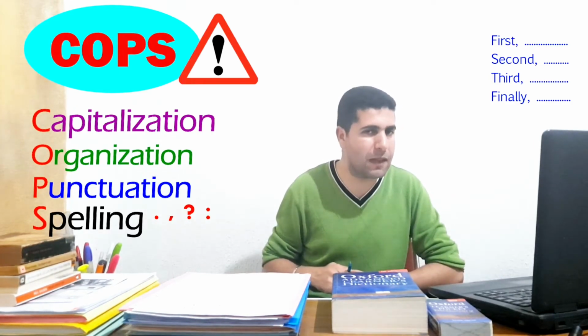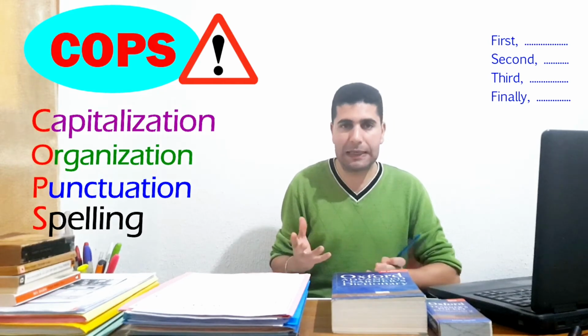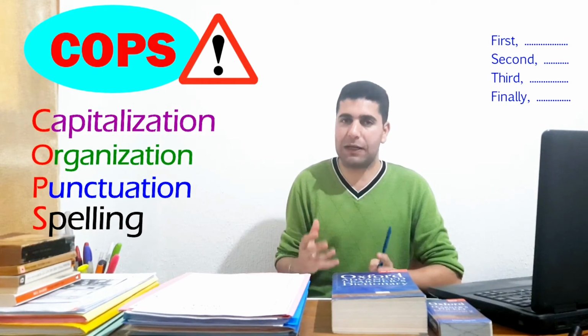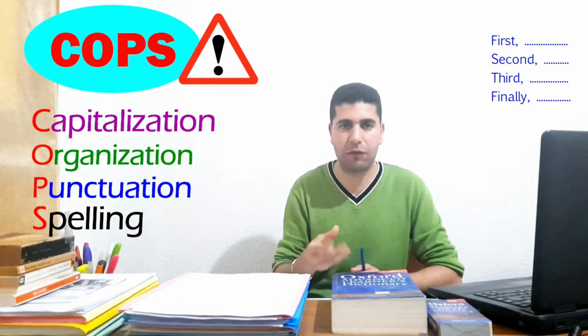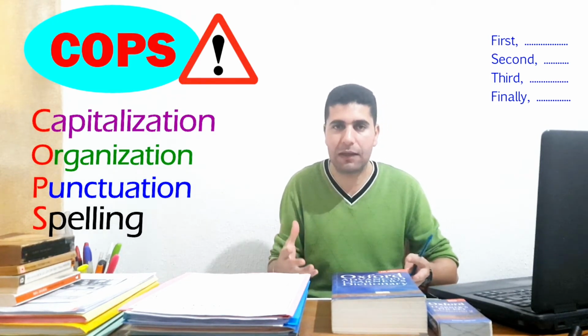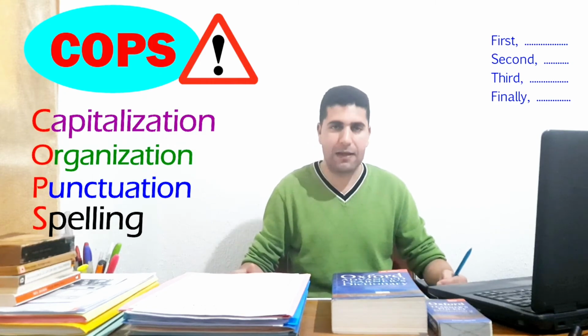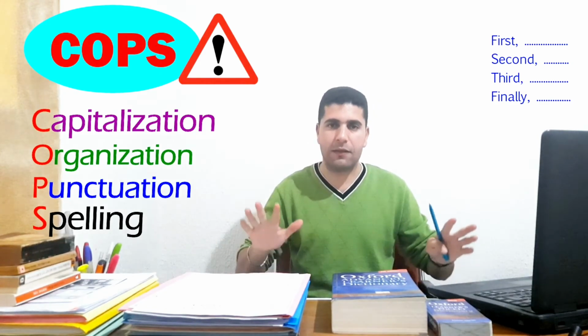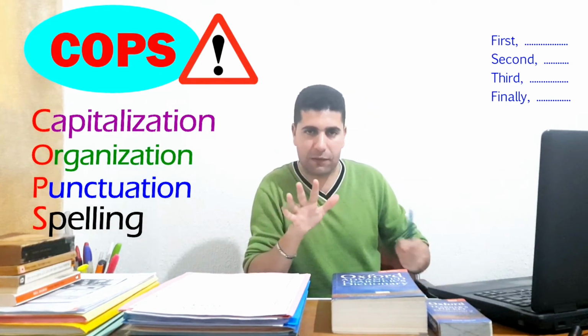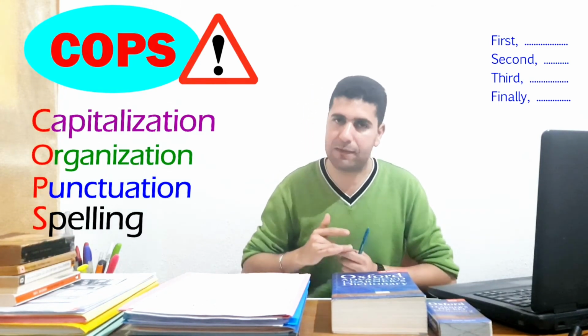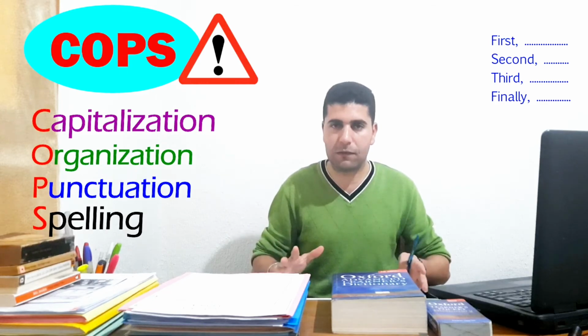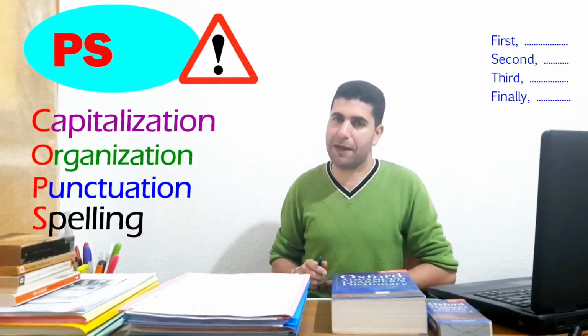Then we still have another one, the last one, which is spelling. And when I say spelling, I mean correctness. Try to use simple words that you can write easily and you know how they are spelled. So these are the 4 things that you have to respect: capitalization, organization, punctuation, and spelling. Respect these things if you want to get high marks.